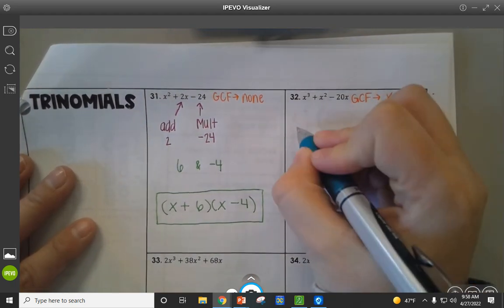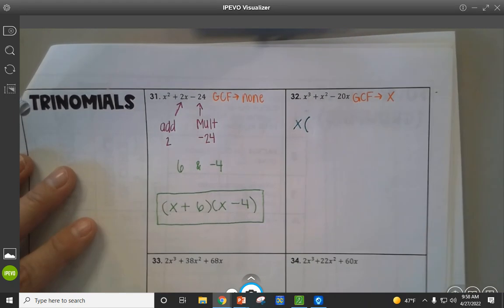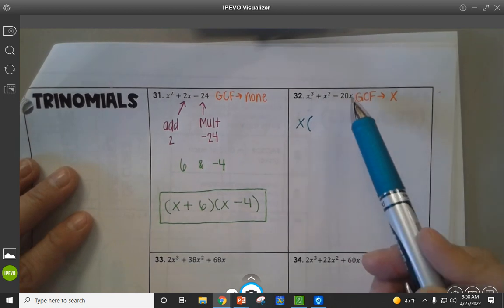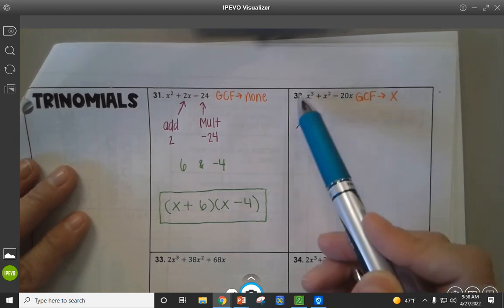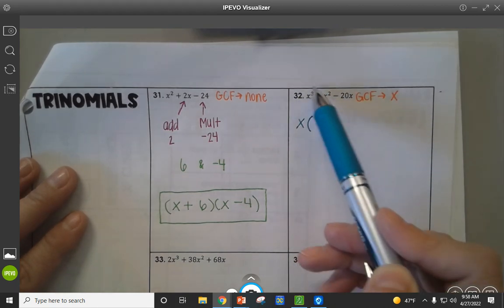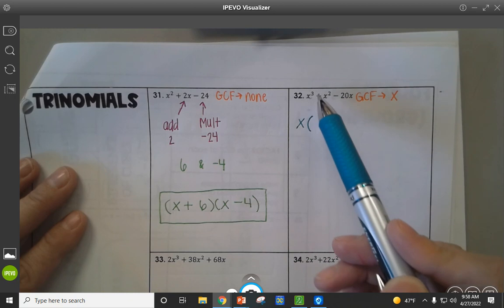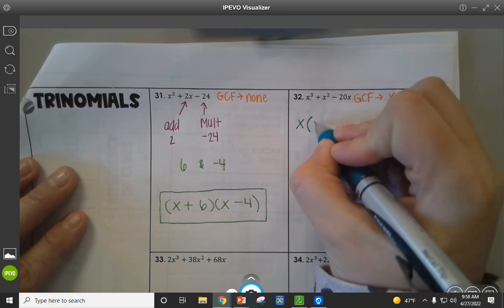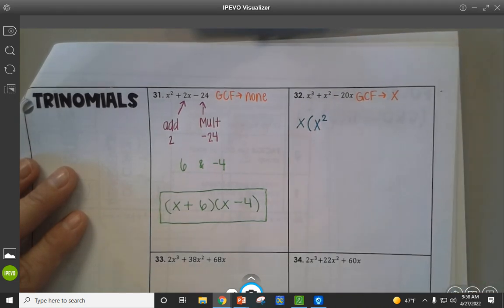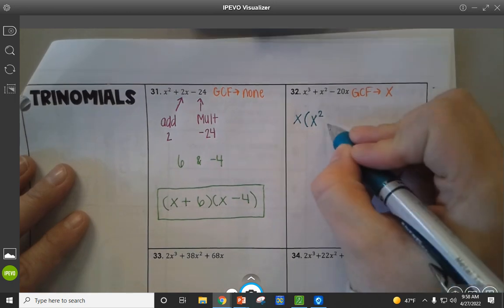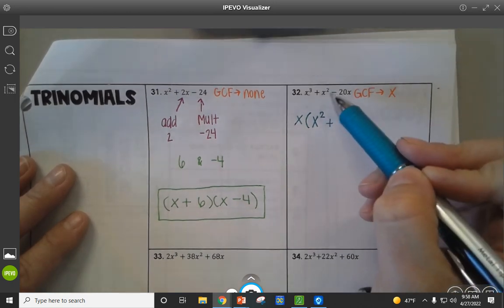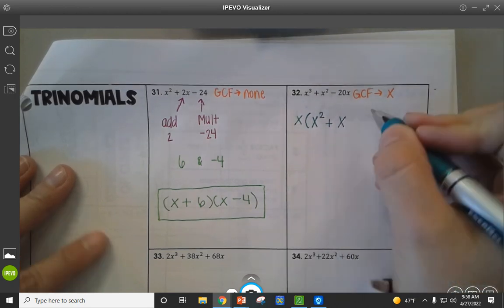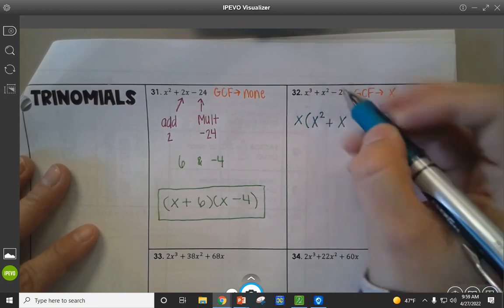When you have a GCF, that goes in the front. I'm going to take an x out of each of these. I'm dividing by x. So when I divide this one by x, what am I left with? You don't just have a random floating exponent. x squared, or x to the second power, plus x. This one I had x squared, and I took out an x, so I had an x left over. And this one, minus 20. Good.